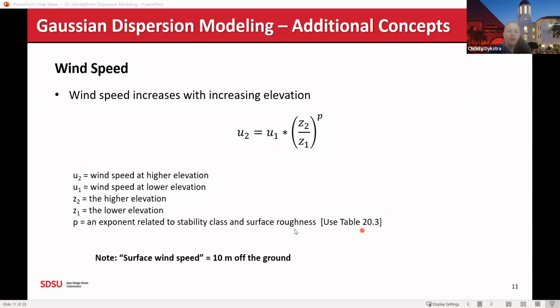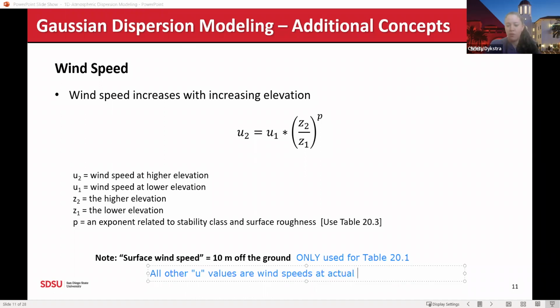Okay, so wind speed. As I just mentioned, surface wind speed is 10 meters off the ground. The only time you're going to use this, and I'm going to put it right here, is for table 20.1. Any other time you see wind speed, it's going to be wind speed at stack height. So all other u values are wind speeds at actual stack height, so that means h, little h.